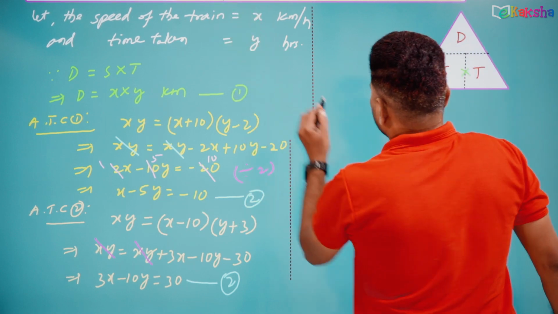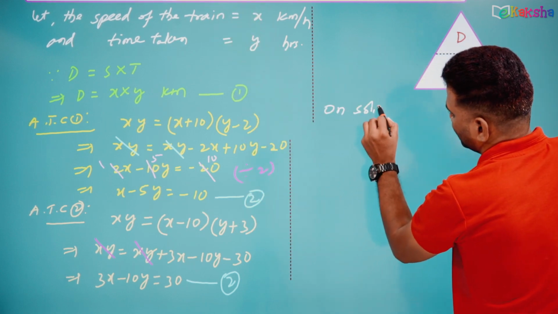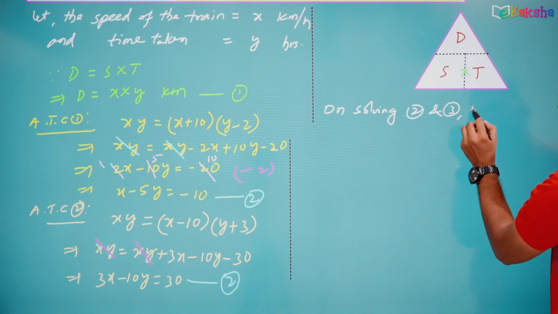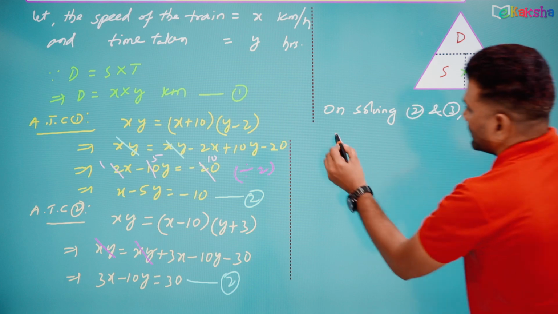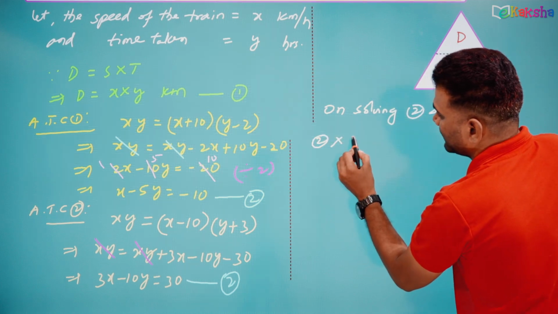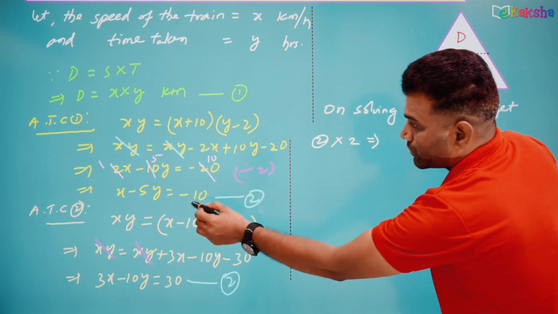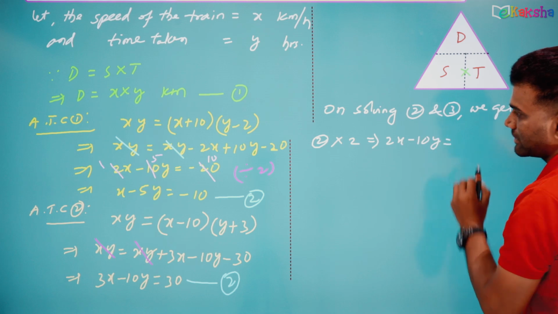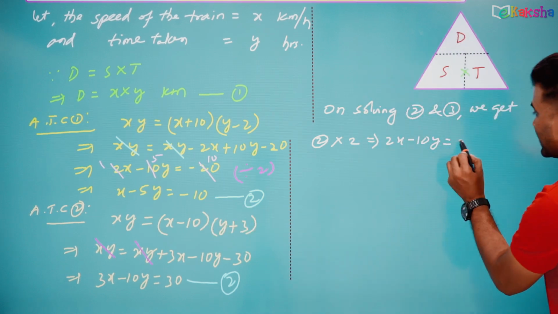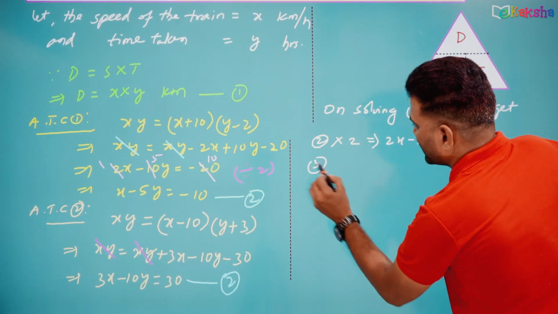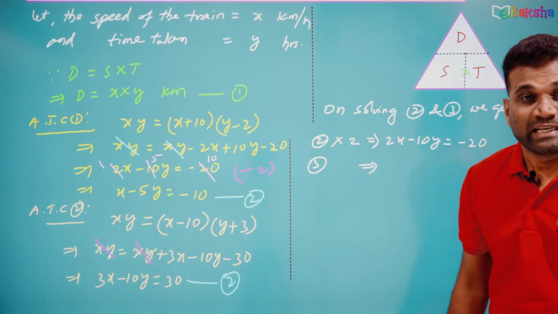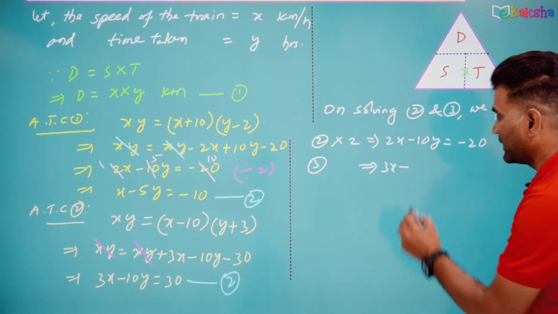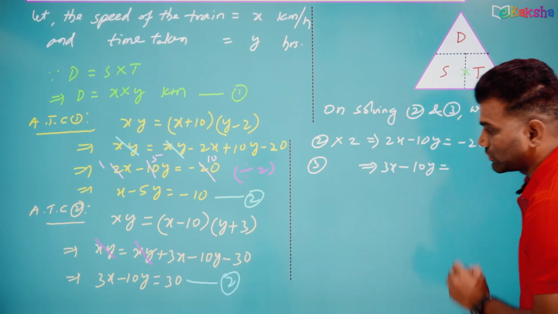So on solving equations 2 and 3, equation 2 we are multiplying with 2, right. Then 2 into x, 2x, minus 2 times 5y, 10y, is equal to 2 times negative 10, that is negative 20. And equation 3 we are going to take as it is, that is 3x minus 10y is equal to 30.